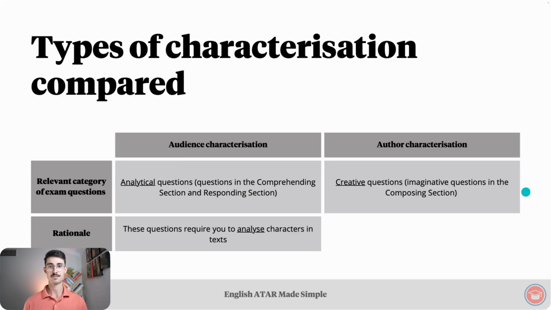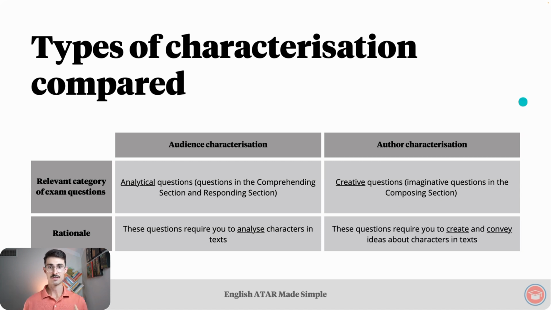On the other hand, with author characterization, that one is relevant to creative questions and specifically imaginative questions in the composing section. Bearing in mind that you can create 3 different text types in the composing section, one of which is an imaginative text, another one is persuasive, and another one is interpretive. The rationale for this is that these questions require you to create and convey ideas about characters in a text.